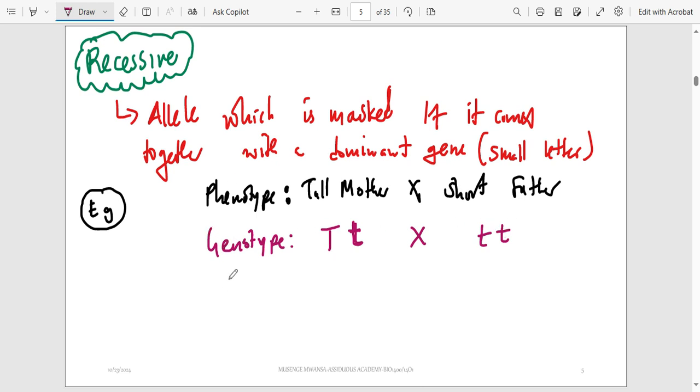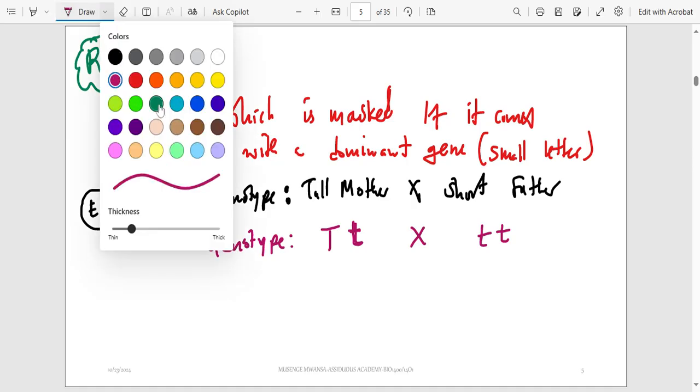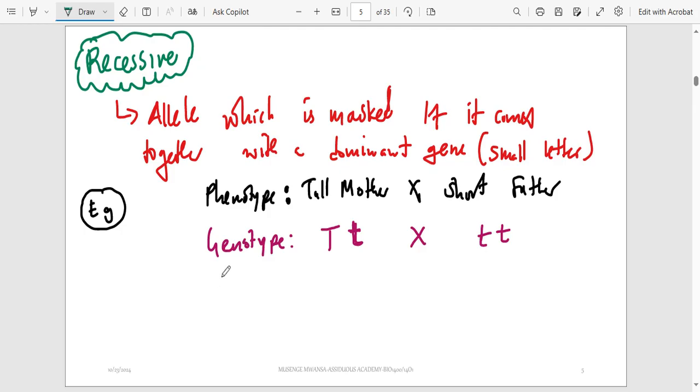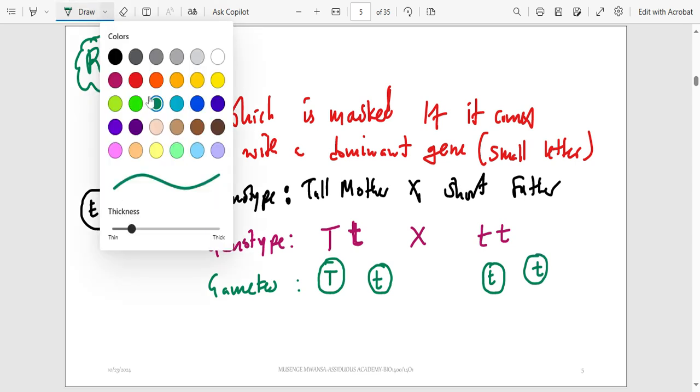So what happens is that before these can come together, you are going to have gametes. The gametes, these are the ovaries and the sperms. Each one of the gametes will get one allele. That's why we say that the gametes are haploid, because they only contain half the number of chromosomes. And then now these will be able to cross.